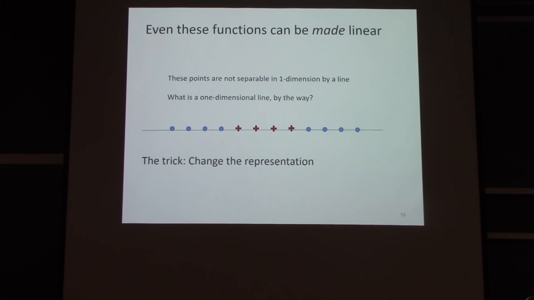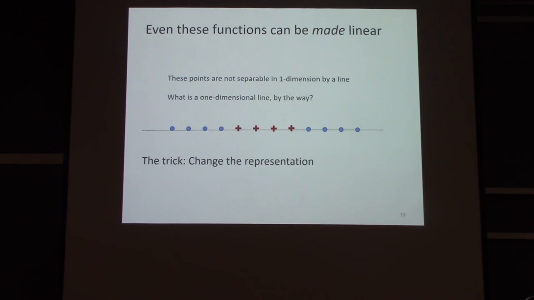Here is an example of a one-dimensional data set that is not linearly separable via a one-dimensional line. What is a one-dimensional line? A point. You cannot put a point here and say that everything to the left or to one side is the same color. There is no such point.